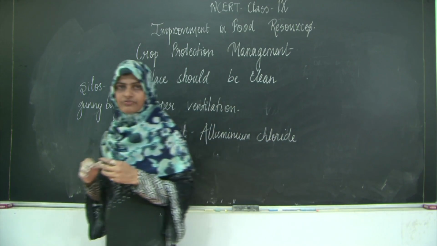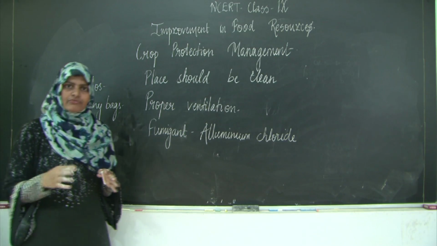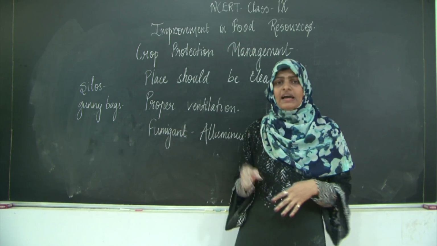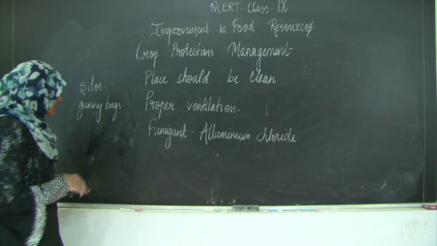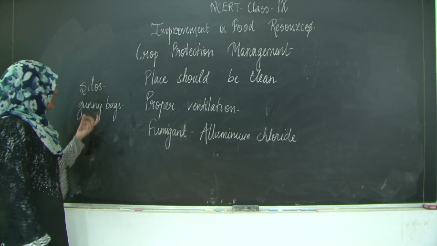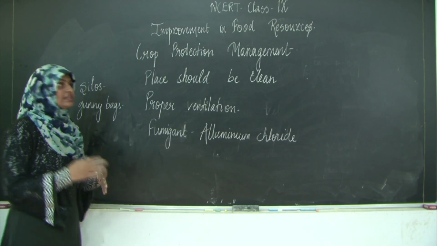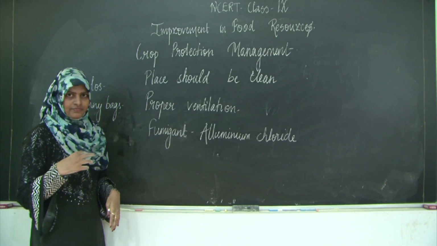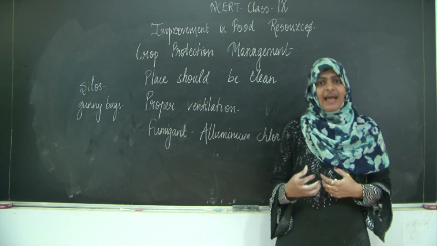So before storage of grain also you need to take care that the seeds which you have taken are clean before they are stored. Any dirt and extra grass is cleaned off, and they are dried properly, because if the moisture content is there, then the grain will get damaged. And they are stored in silos or gunny bags. With this we finish improvement in food resources for plants. In the next lecture we will be studying improvement of food resources from animals.